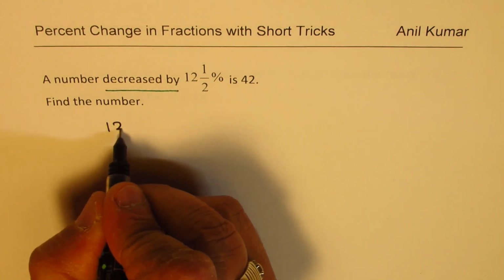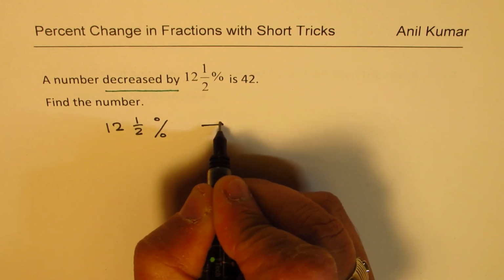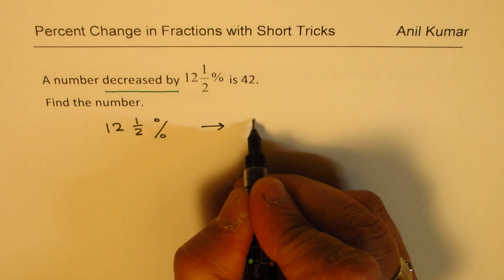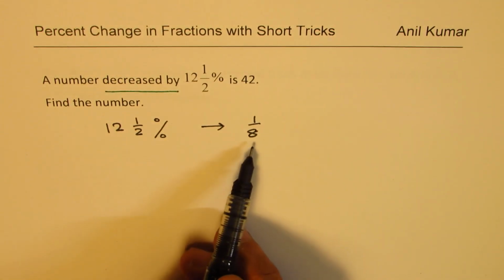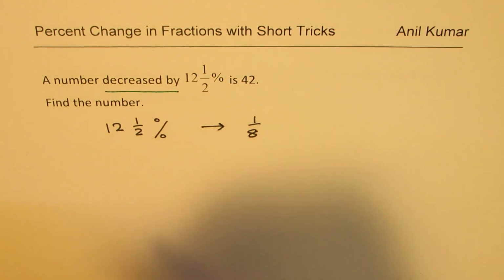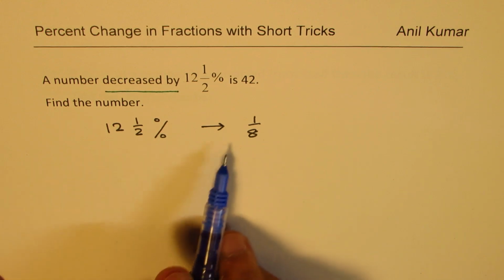So if I say 12.5% in fractions, what does it mean? What is 12.5% in fractions? It is equal to 1 over 8, right? 12.5% is 1 over 8. So how do you get it? Well, one is you need to practice the table which I showed to you earlier. That will help you to get the immediate answer.